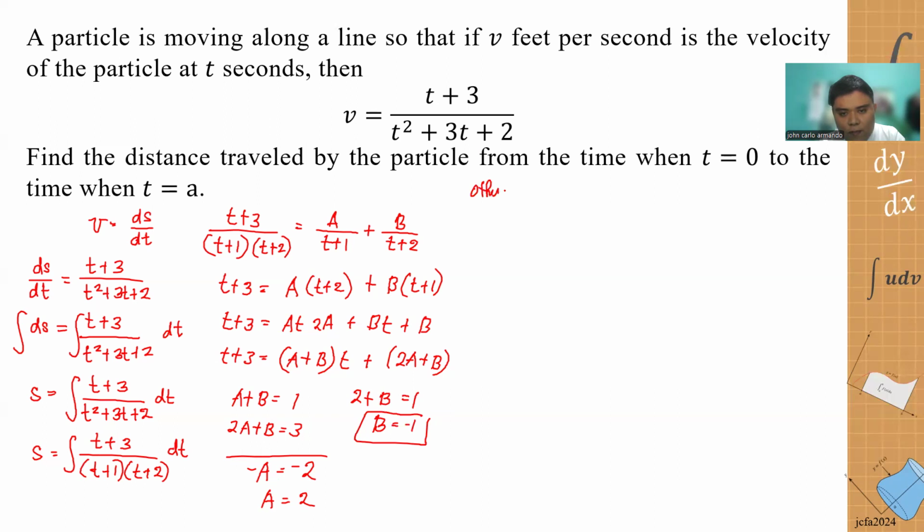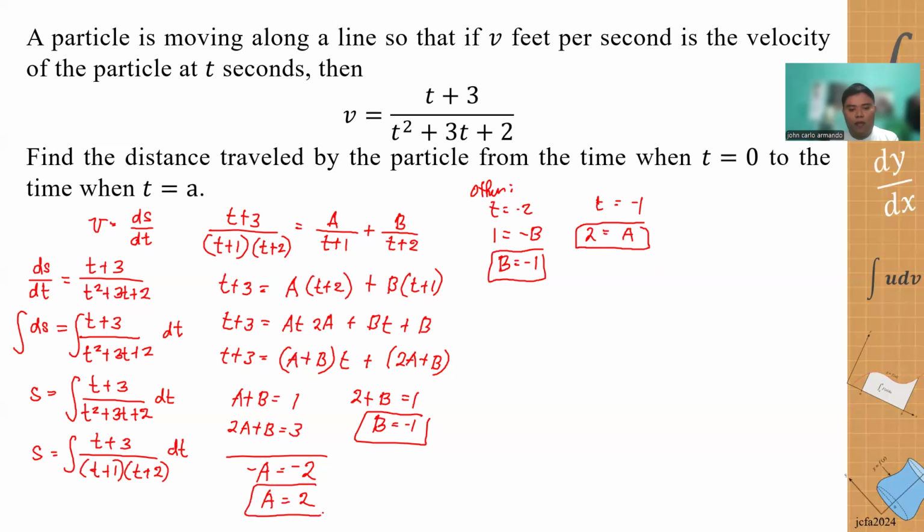Other solution, di ba? Pwede. So, let's say t equals negative 2. Substitute here, negative 2 plus 3 is positive 1. So, negative 2 plus 2 is 0, so this will be 0. So, negative 2 plus 1 is negative 1, so negative B. So, therefore, B is negative 1. Then, for A, let t equals negative 1. So, negative 1 plus 3 is positive 2. So, negative 1 plus 2 is positive 1. A times 1 is A. So, A equals 2. So, we got the same result.